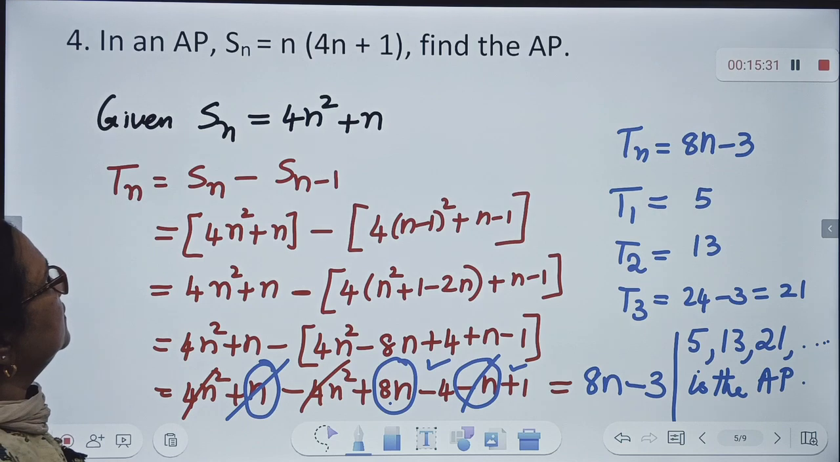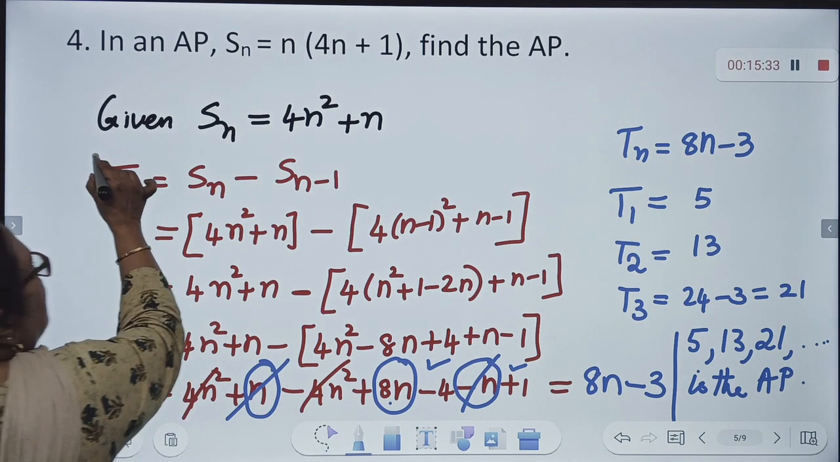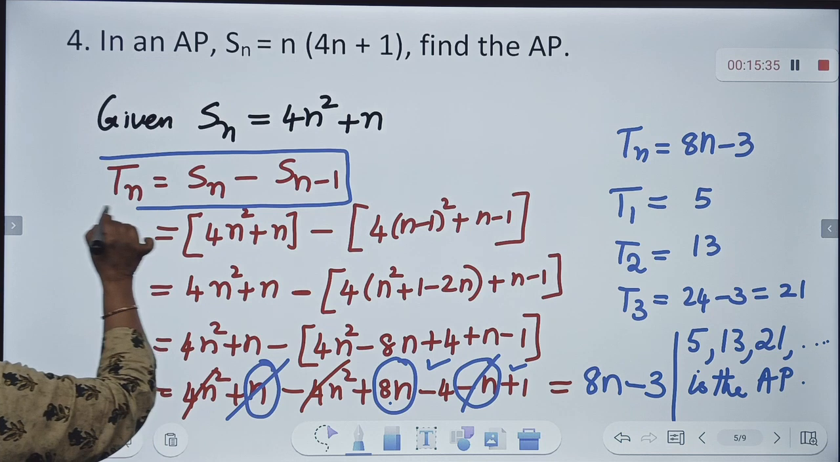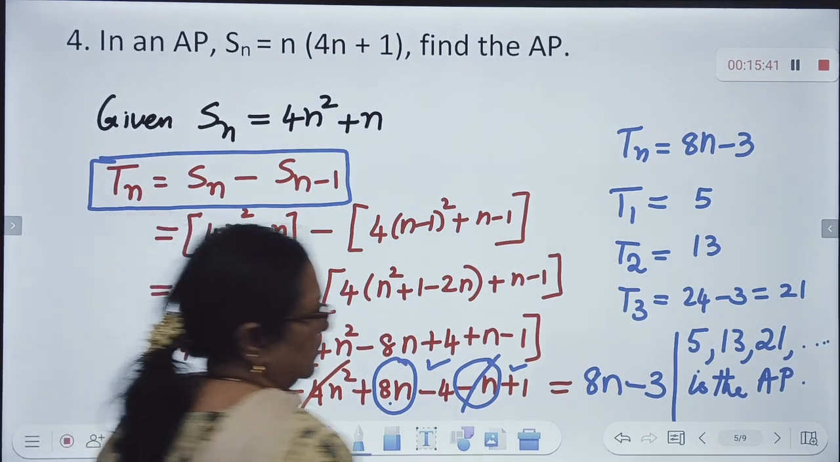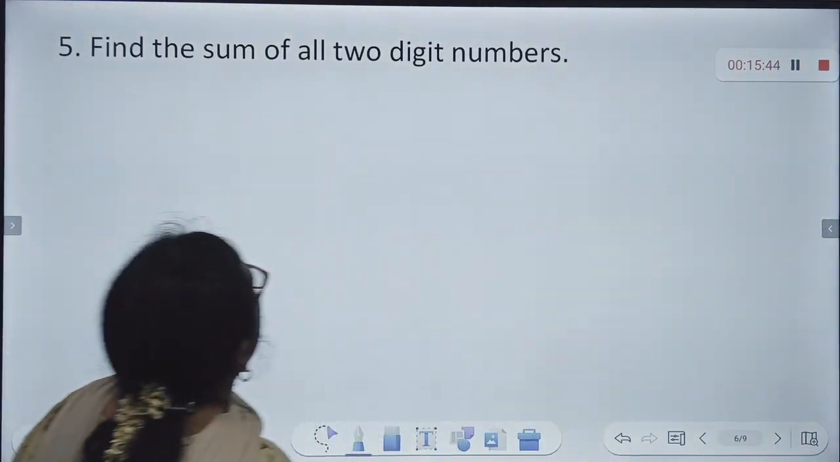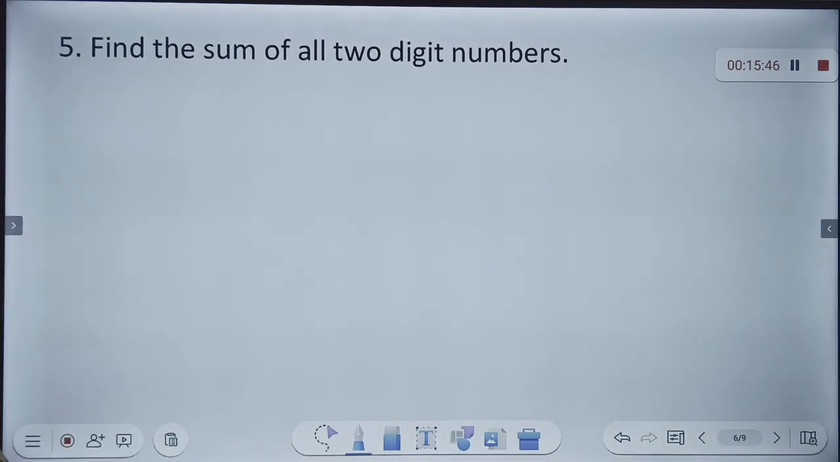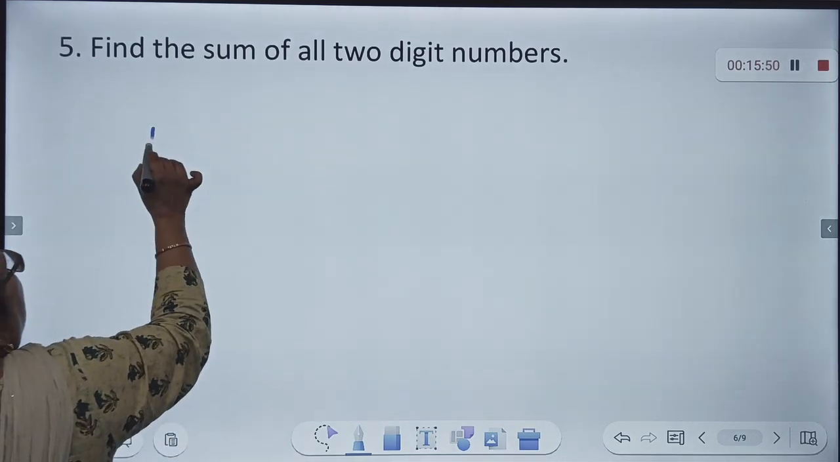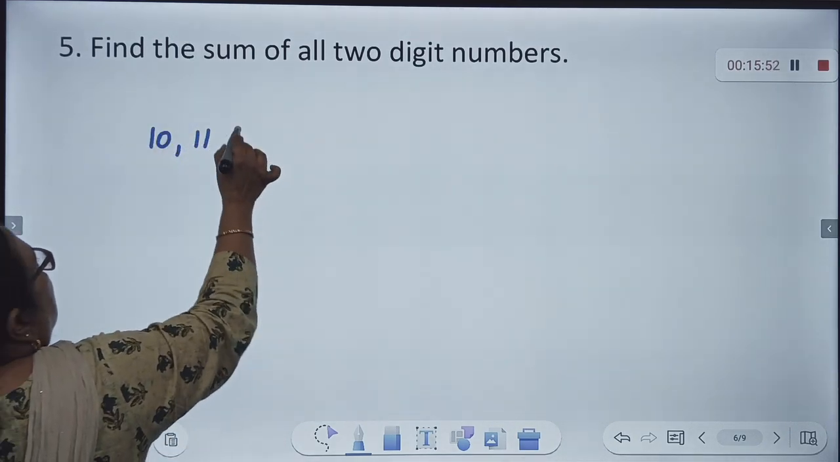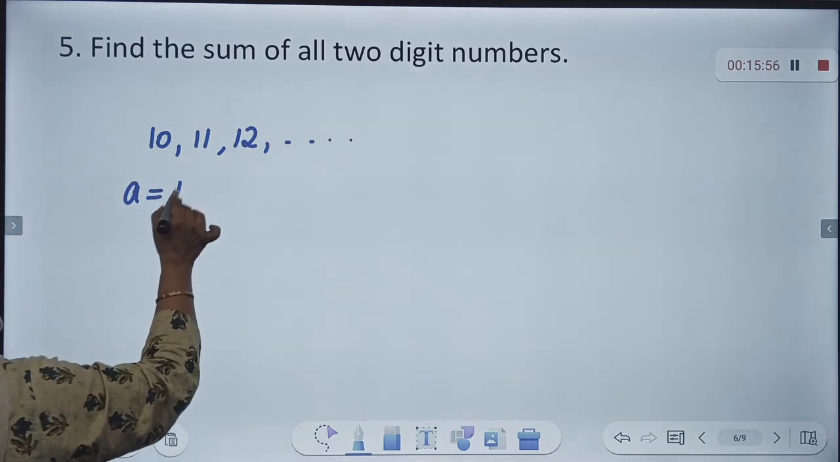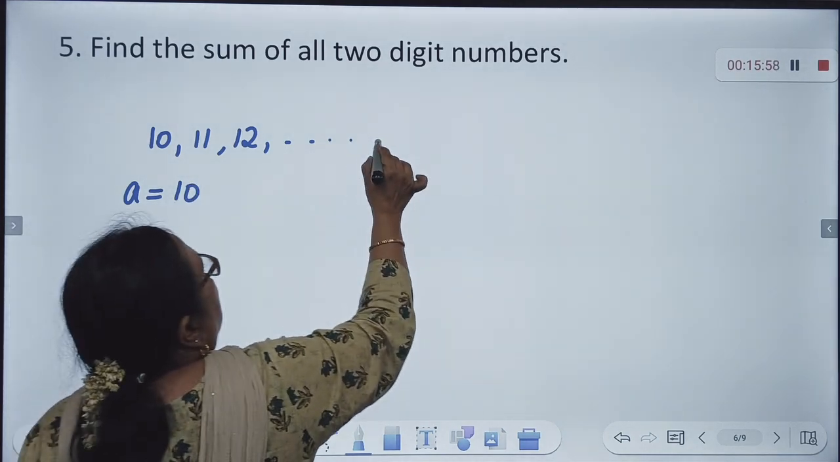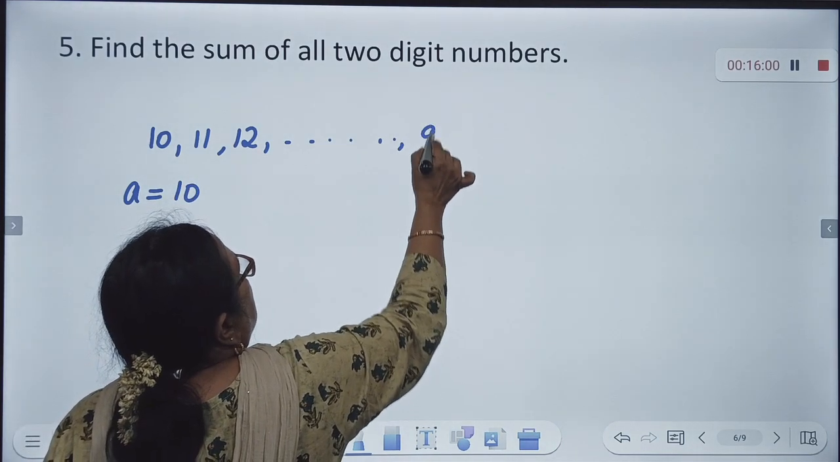Is it clear? So what is important here is to understand the relationship between the nth term and sum of n terms. Nth term is Sn minus Sn minus 1. Next sum, find the sum of all 2-digit numbers. So your 2-digit numbers start with 10, 11, 12, etc. So A is 10. So what is the last number? 99.